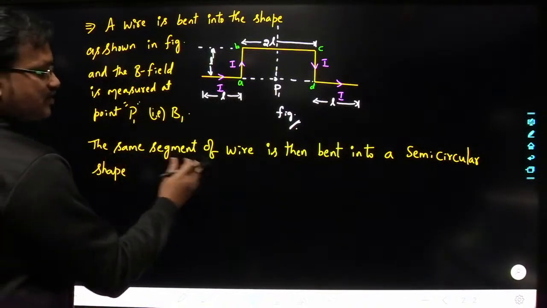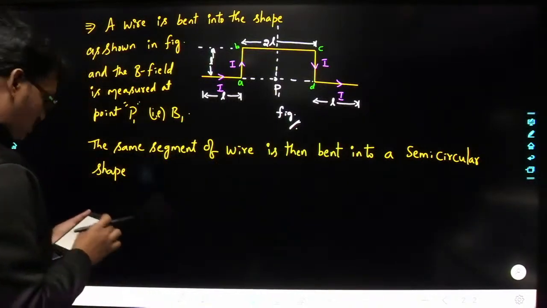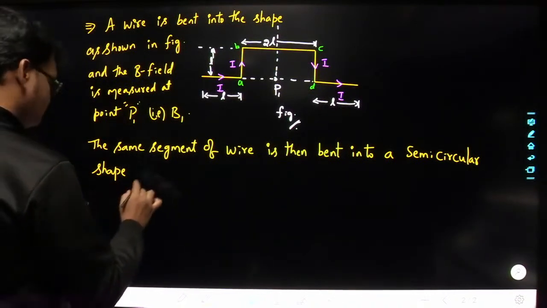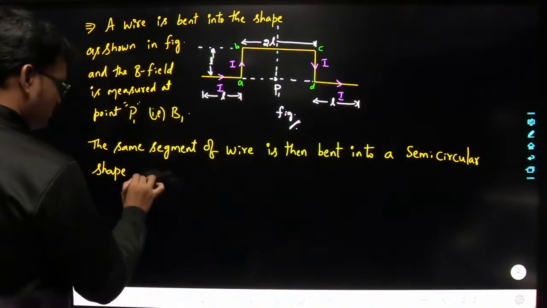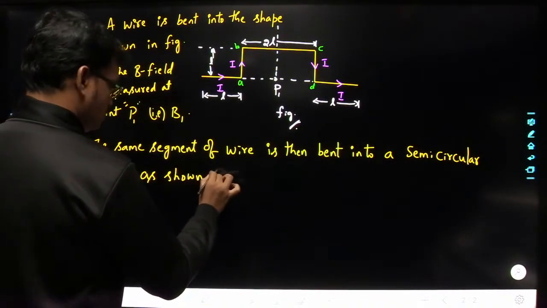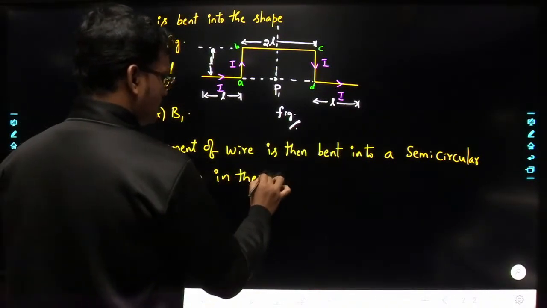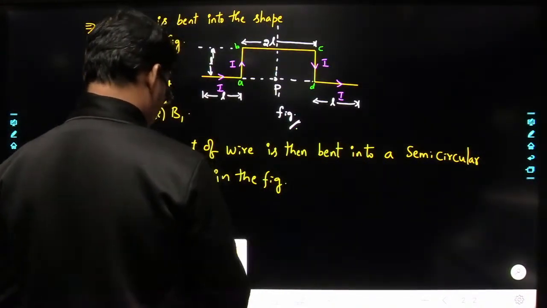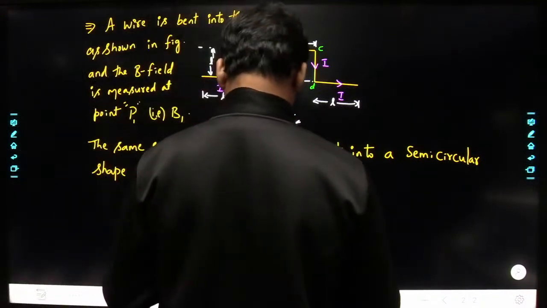So the same segment of wire is then bent into a semicircular shape as shown in the figure. Here they have given the figure.